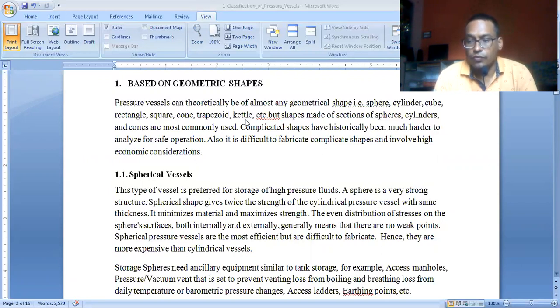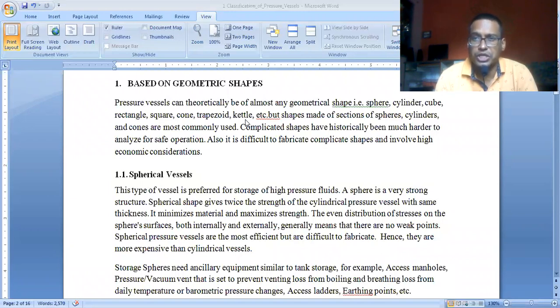For spherical vessels, the pressure that can be used is double that of cylindrical vessels. Minimum material is required and maximum strength is there for spherical vessels. The even distribution of stresses is greater in spherical vessels. However, there is a difficulty in fabrication of these spherical vessels.